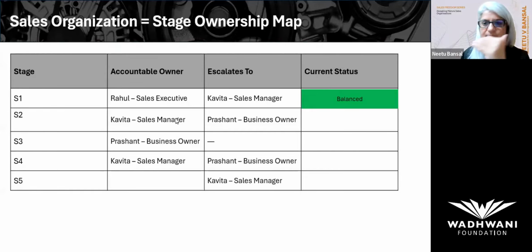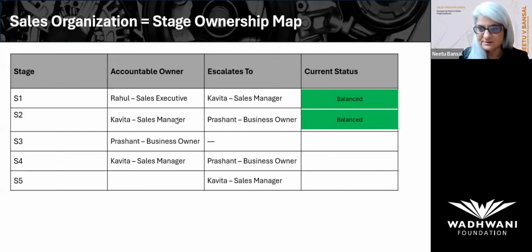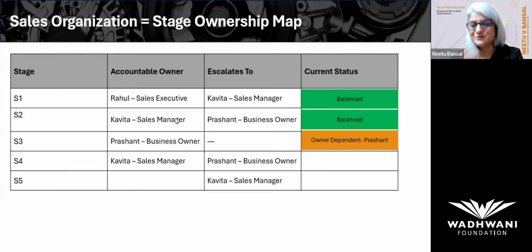So this seems to be a very nicely balanced stage. Same thing, stage 2, Kavita is responsible. If there's any escalation, she can give it to Prashant. Seems balanced. Stage 3, there is nobody else. Directly Prashant, the business owner himself, is responsible. That means there is a little bit of a risk for us, because if Prashant gets busy with something, if Prashant is sitting in this workshop with Neetu today, this particular stage is going to get impacted. If Prashant is going for a wedding, he'll be worrying about this stage.